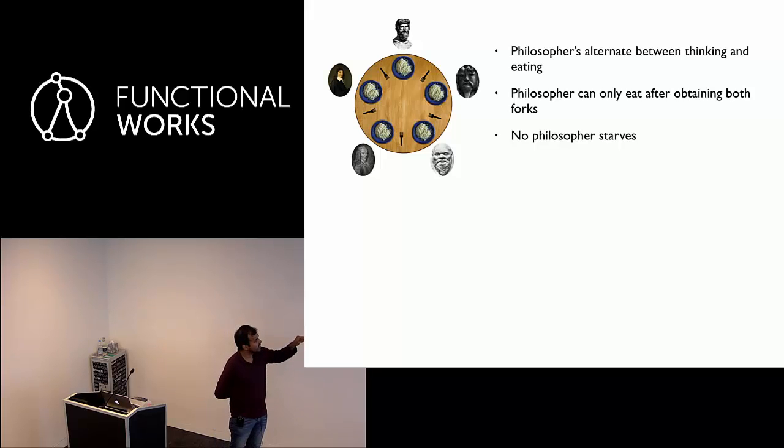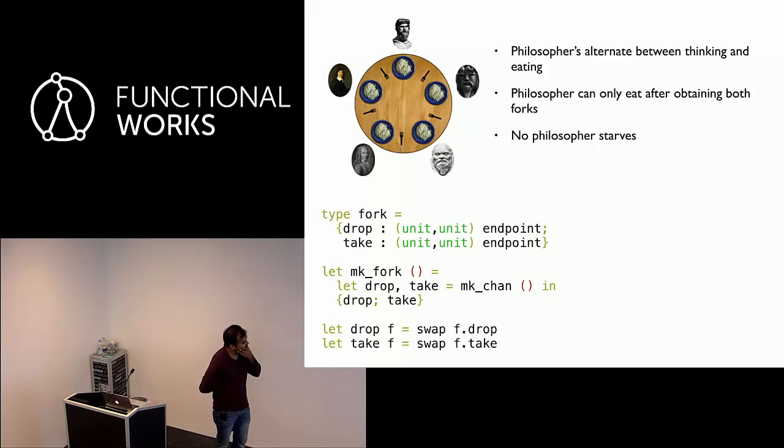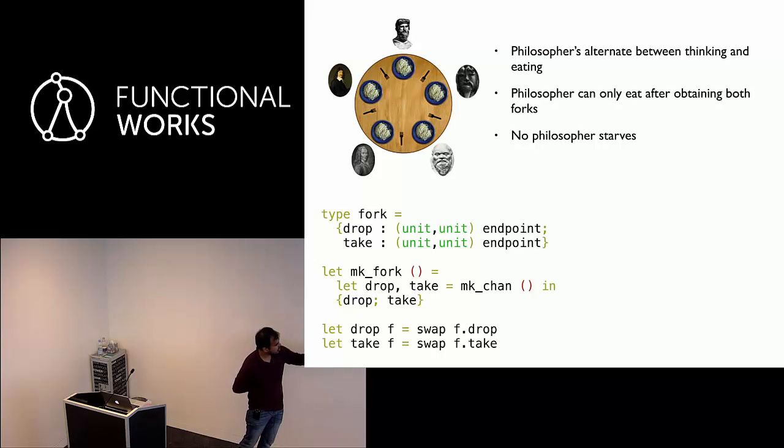The important thing is to ensure that no philosopher starves, because it is so easy to just say, okay, a few of the philosophers are nominated to be eating, others are starving, and you have no problem. So this in general is really difficult, but you can build a very elegant solution with reagents. We model forks with endpoints. We have two operations, drop and take, each of which is an endpoint. And we make a fork by making a pair of channels which are duals of each other. Drop and take are just defined as swapping on the corresponding channels.